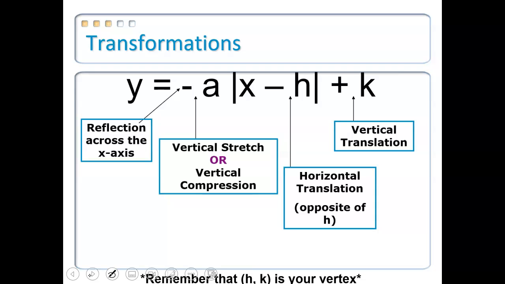So the vertex is going to be the tip, or the max or min, of the absolute value graph. So what we can do is actually treat our absolute value graphs like piecewise and apply our slopes and know that the transformations are where it moves to.